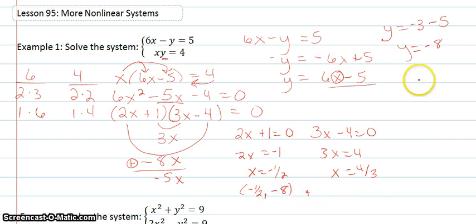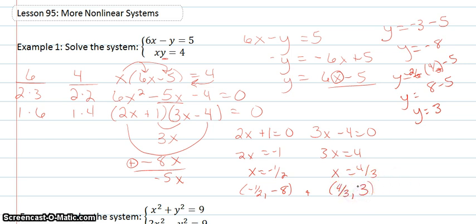And then I'll find my other point by putting the 4/3 in for x. So y equals, I'll go ahead and show this step this time. So here these would cancel and it would just be a 2. So 2 times 4 is 8, minus 5, which is 3. So I'll have 4/3 and 3. So those are my 2 points of intersection.